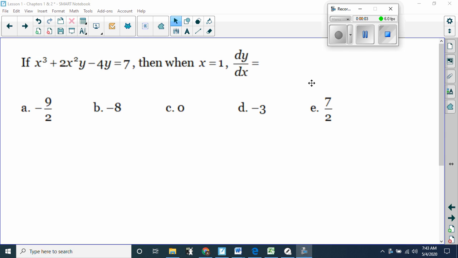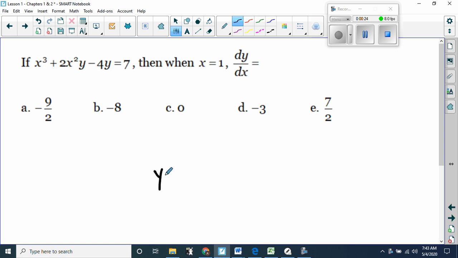This is a review of implicit differentiation. You have to use implicit differentiation when x and y are on the same side, and it's asking for the derivative, asking for dy/dx. In order to do that, anytime you take the derivative of a y, you need to use the chain rule, which means that we will be multiplying by dy/dx.